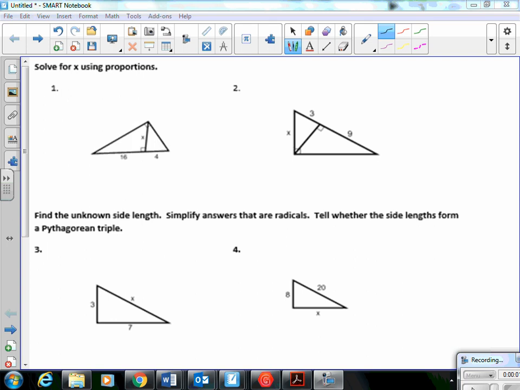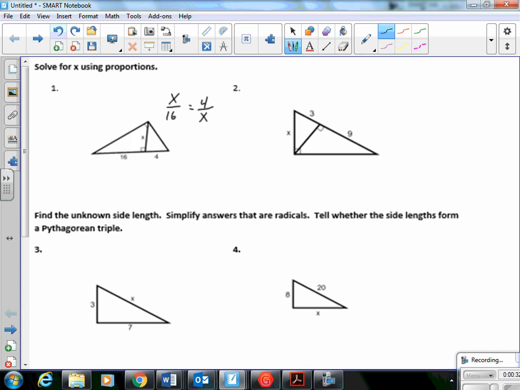Right, 1 and 2, we are solving for x using proportions. We've got an altitude that is dividing the hypotenuse, and so in that case, the altitude is the geometric mean, which means the value for the altitude, x, goes on the top on the left side, and on the bottom on the right. And then the other two parts that fill the other two spaces will be the 16 and the 4, the two parts of the hypotenuse.